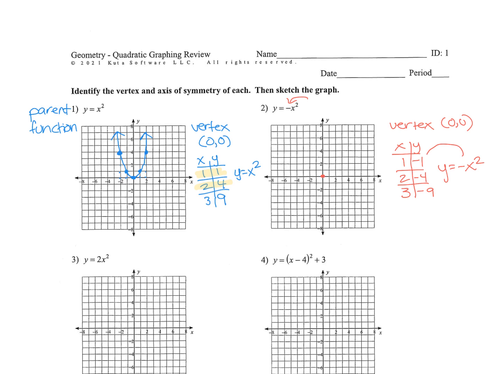So when I have an a value in front of my x squared, I have to multiply all my y values by it. So because there is a negative in front of my x squared, that's why I have a negative in front of all my y movements. And when I go to graph, this just means my graph is going to point down. So as I go to the right one, I'm going to go down 1 instead this time.